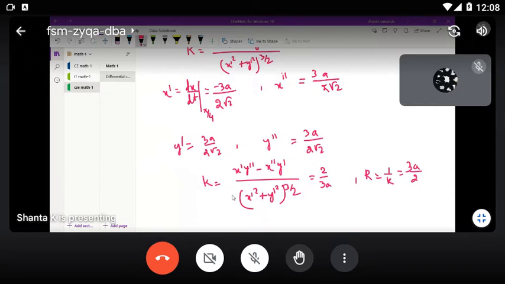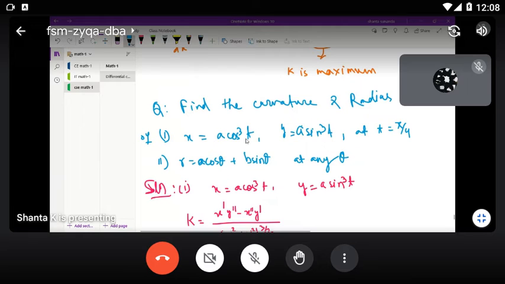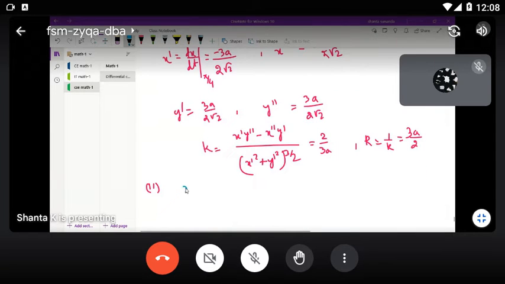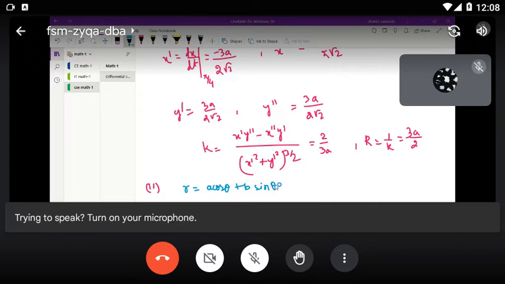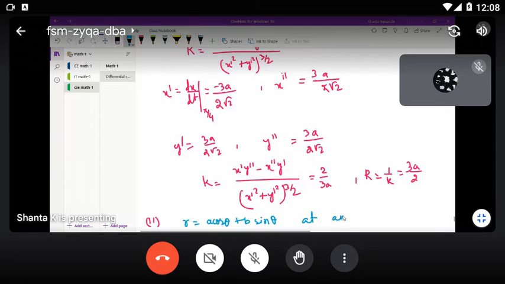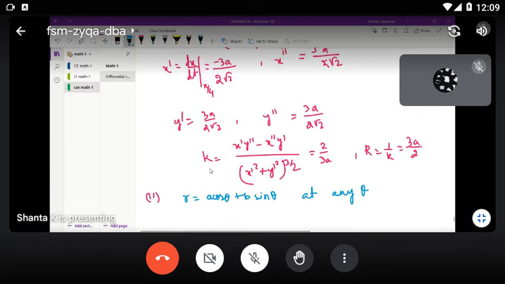Okay, so for the next question, the solution: we have r equals a cos theta plus b sin theta. So r is a cos theta plus b sin theta at any theta.